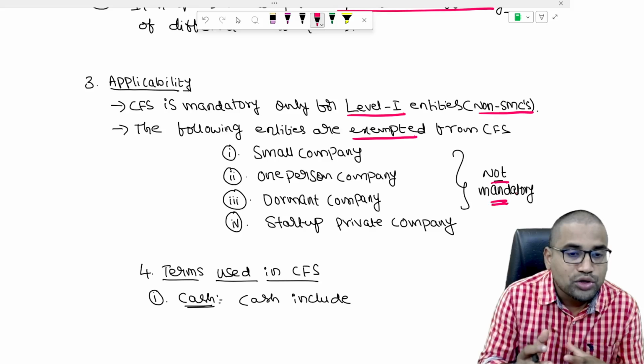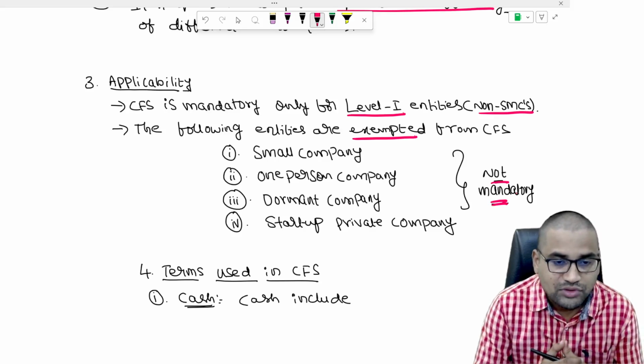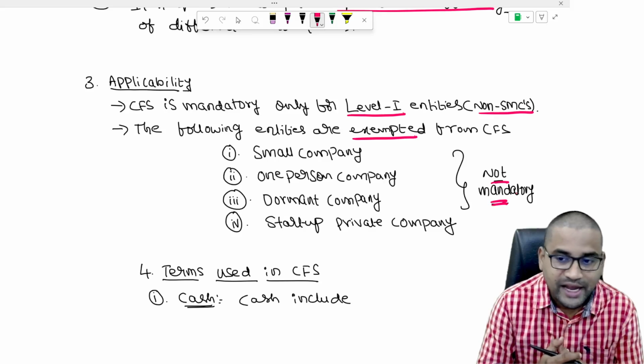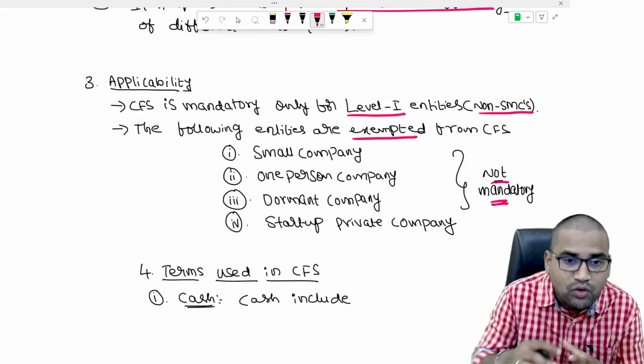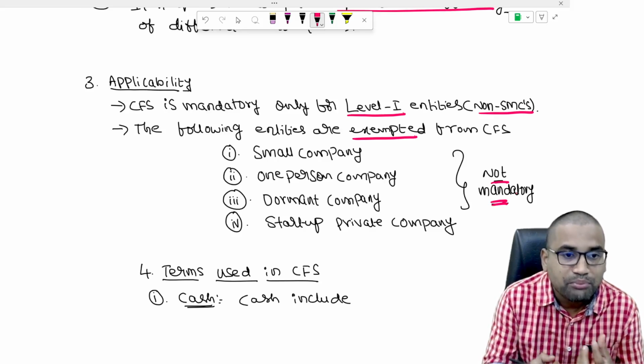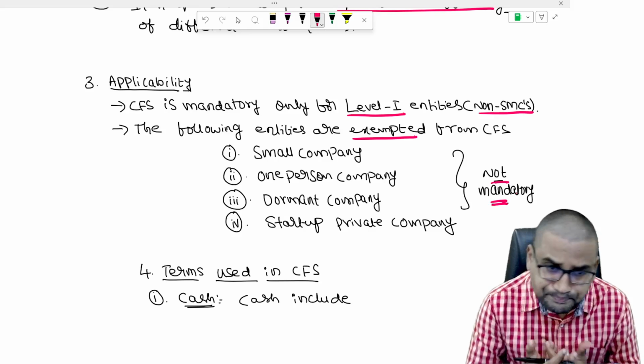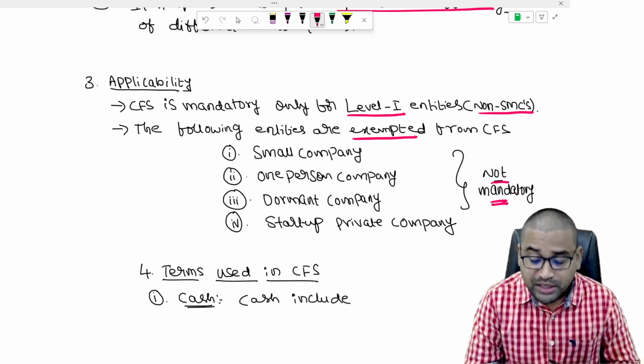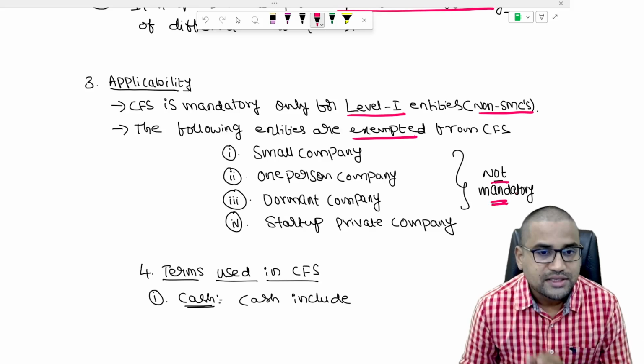And why unnecessarily create a burden? When you don't want to prepare a cash flow statement, it is not mandatory as per the Act, so not required to prepare. But of course, if you feel the cash flow statement will help you as a financial tool to take better decisions, then definitely you can prepare it. But for the following enterprises, this is not mandatory.